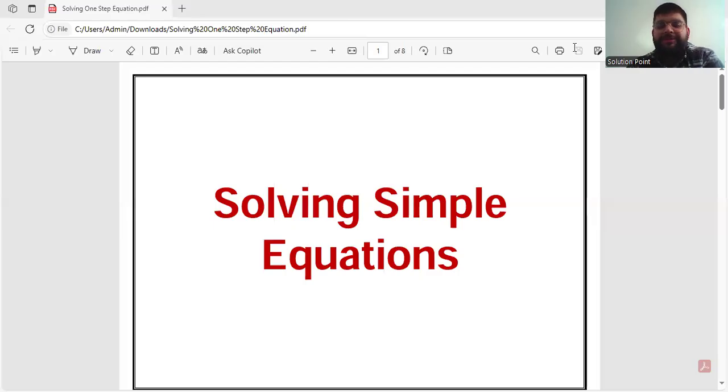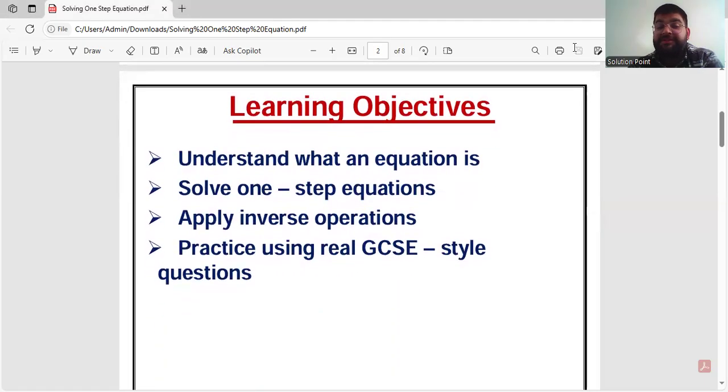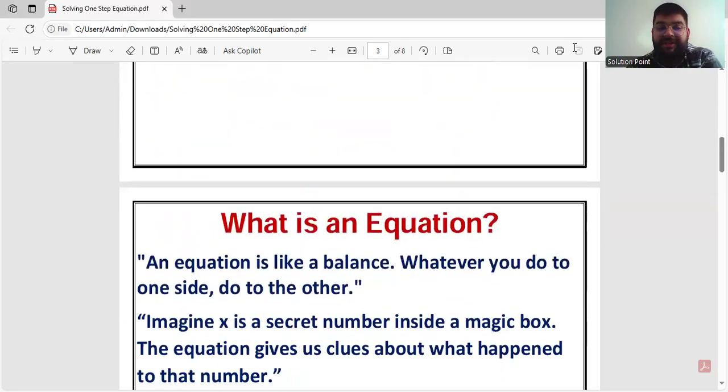Welcome to Solution Point. In this session, we will discuss how to solve simple equations. The learning objectives for today's session are to understand what an equation is, solve one-step equations, learn what inverse operations are and how to apply them, and we will be practicing some real GCSE-type questions.